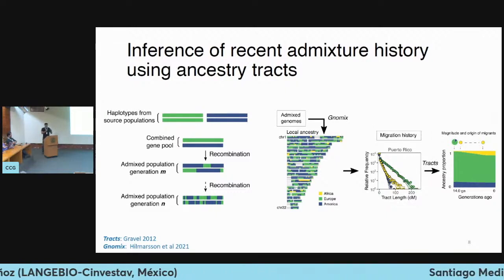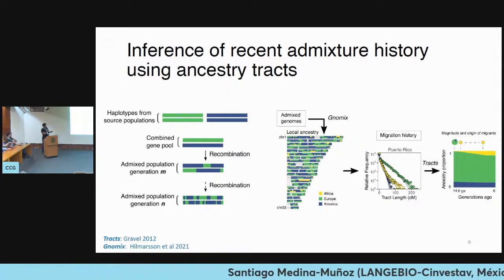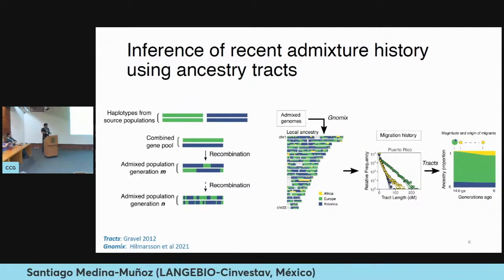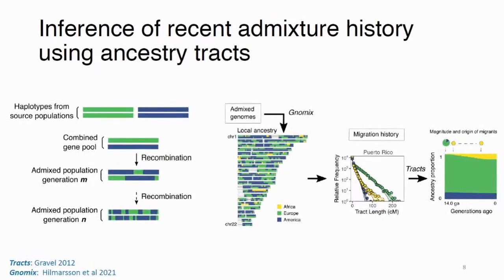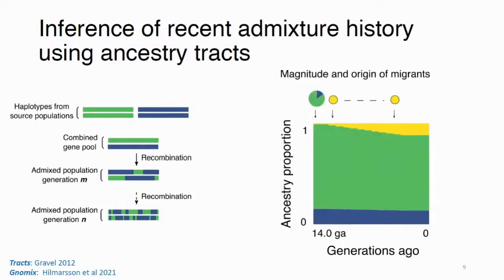The next step is to go to the most recent history, because I told you that admixed populations have these different timescales. For that, we use the ancestry tract length distribution, which is informative of recent admixture history. We first infer the local ancestry across the genome using a program called Gnomix. From there, we calculate the ancestry tract length distribution that tells us about the recent admixture history, and we infer a model that encompasses the admixture dynamics.